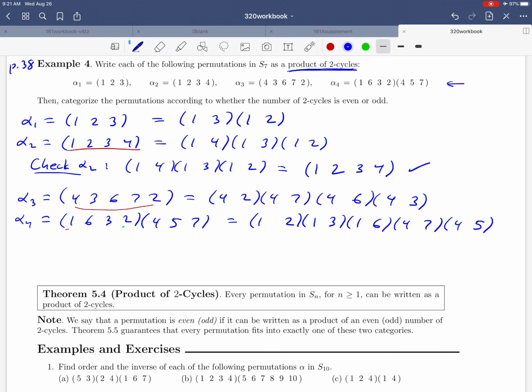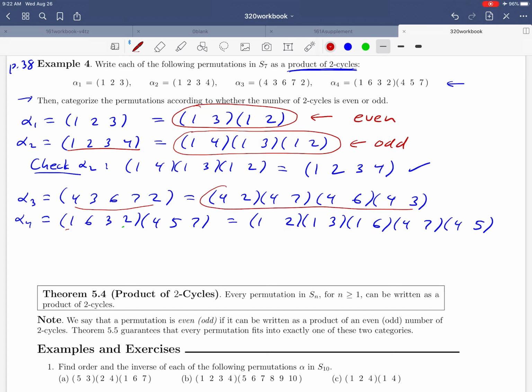We've written all of those permutations as a product of 2 cycles. Let's move on to the second part of this question. It would like us to categorize the permutations according to whether the number of 2 cycles is even or odd. So let's circle our answers here, one by one. Notice that for alpha 1, we were able to decompose that as the product of 2 cycles. So since it's 2 cycles, we would say that the number of cycles is even in the product. Moving on to the next one, alpha 2. That was a product of 3 2 cycles. 3 is an odd number, so we would say that this is an odd number of 2 cycles.